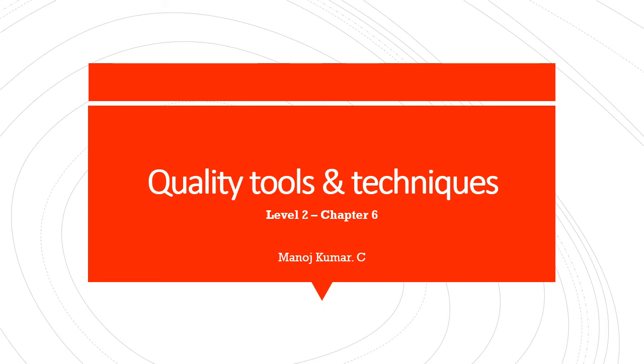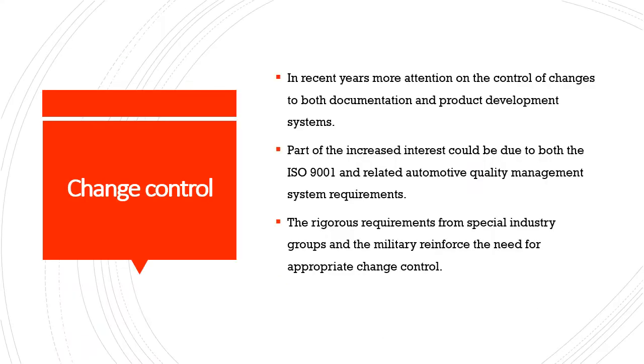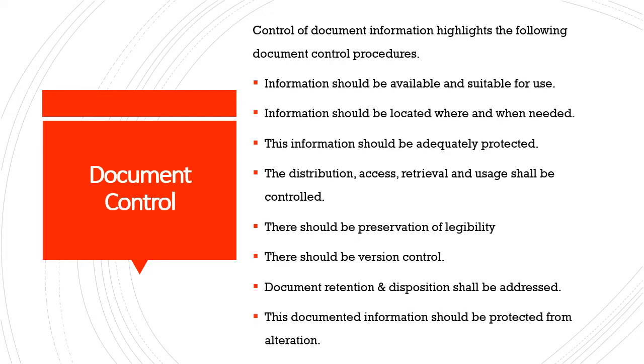I am here to present about the quality tools and techniques in AQP Level 2 Chapter 6. First one is change control. In recent years, there has been more attention to the control of changes to both documentation and product development systems. Part of the increased interest could be due to both ISO 9001 related automotive quality management system requirements, the rigorous requirements from special industry groups, and the military requirements, the needs for the appropriate change control.